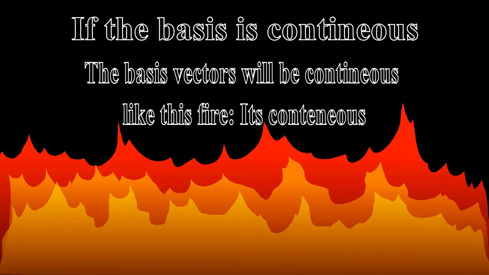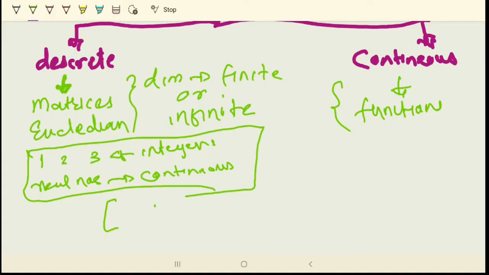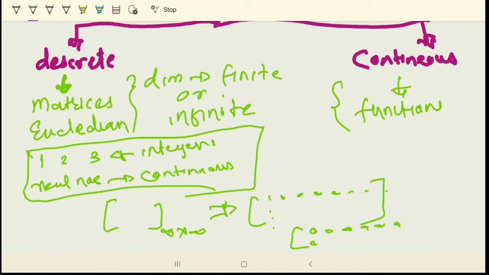So in case of matrices, I have some discrete matrices. Let's say even if it is an infinite dimensional vector space, I know that the matrix will be an infinity cross infinity matrix. But I know that the first basis vector will be 1, 0, 0, 0, 0 up to infinity and all other elements 0. This is my first basis vector. The second basis vector will be: all first row 0, second row first element 0, second element 1, all others are 0.